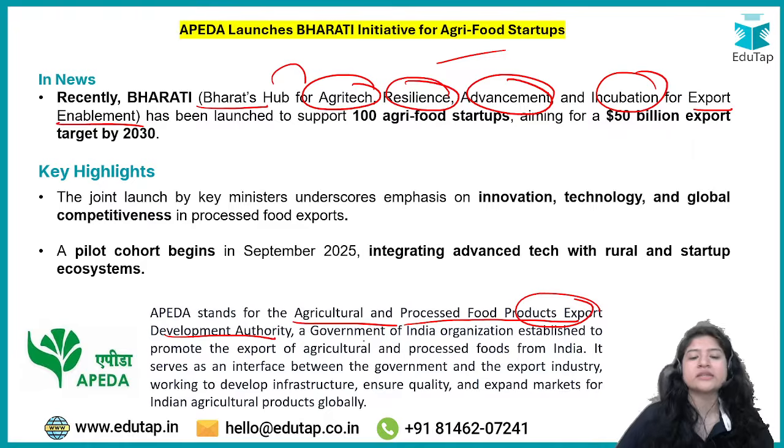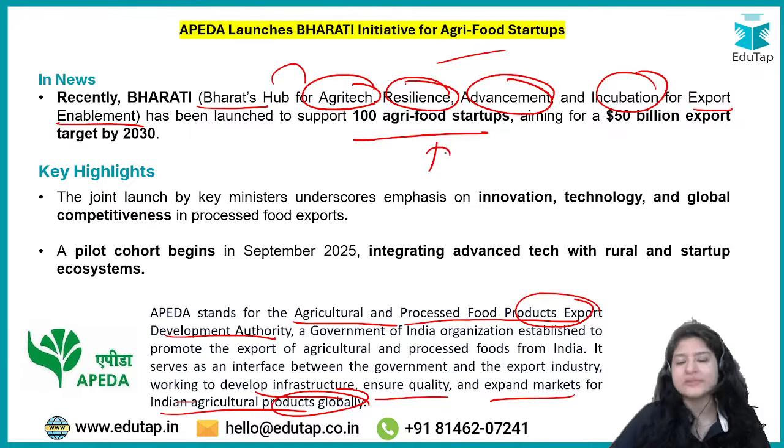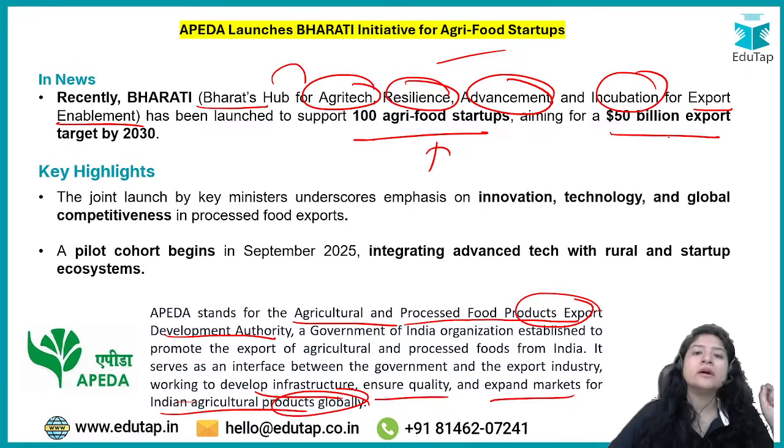As the name suggests, its main aim is to develop infrastructure, ensure quality and expand the market for Indian agriculture products globally, to provide them with the international stage. Okay, so to achieve that, this Bharti initiative has been launched and it will be supporting 100 agri-food startups. The target of APEDA via this particular initiative is that $50 billion of export will be generated by 2030.